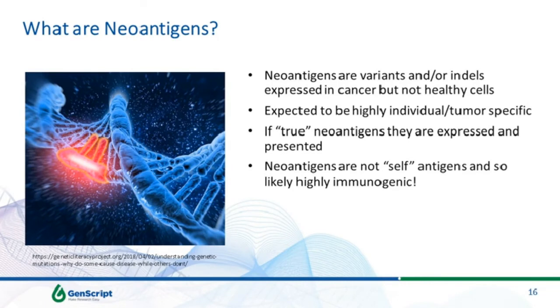So neoantigens, as previously described, are essentially variants or indels that are expressed in cancer cells, but not within healthy cells. They're expected to be highly tumor-specific, highly patient-specific. And again, the definitions of these are varying as we can see over time. But in general, this is what's been reported in the literature. If a neoantigen is really, truly a neoantigen, and it's able to invoke an immune response, it should be expressed, and it should be presented on the surface of the cell.